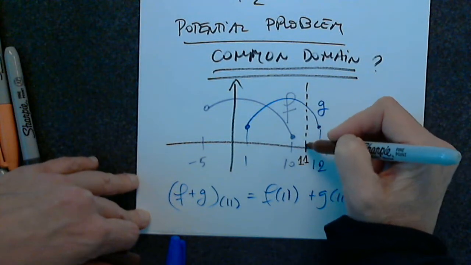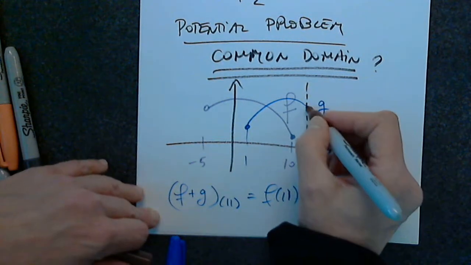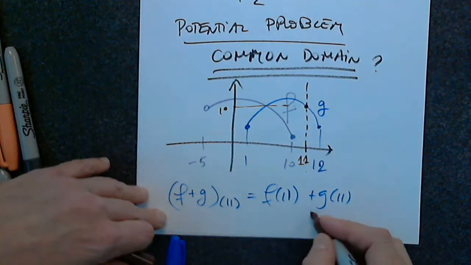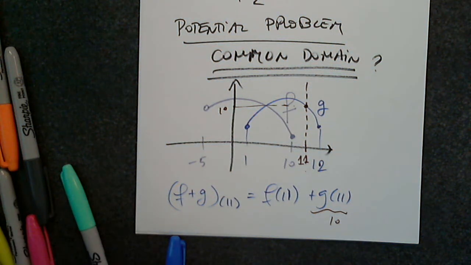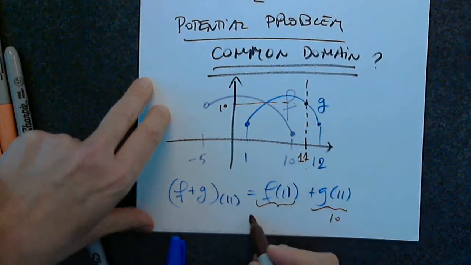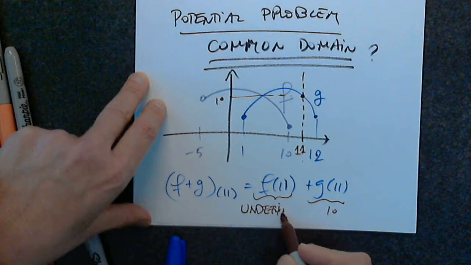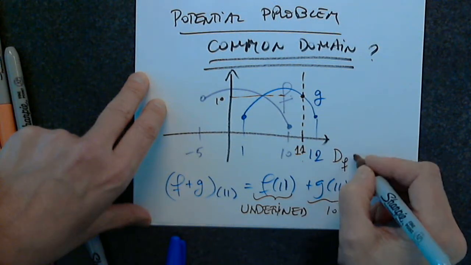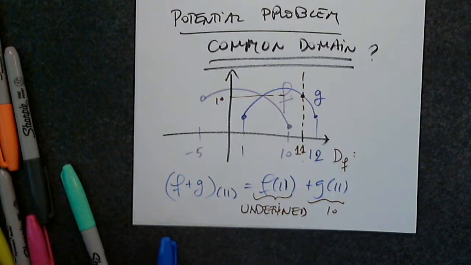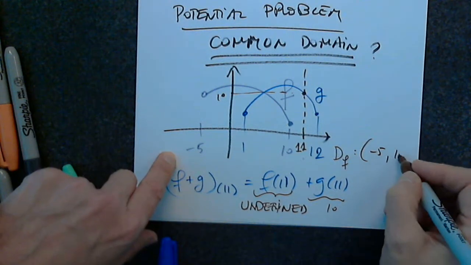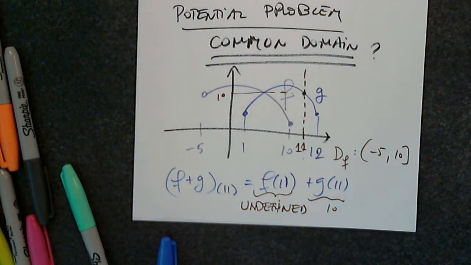I draw a vertical line through x equals 11. I see it hits the graph of g, and I read the y value, 10. So this will be 10. But now I'm asking you, how much is f of 11? And you will say, undefined. Why would you say undefined? It's because the domain of function f is negative 5 to 10, with a parenthesis at 10. So no one can force you, because you can't plug in 11 in this function if its domain is negative 5 to 10.